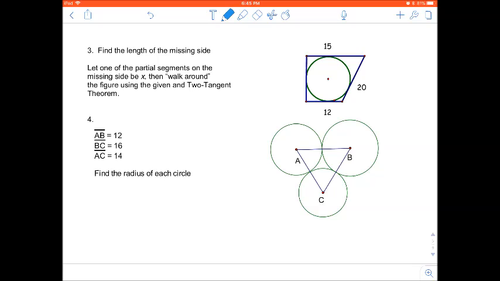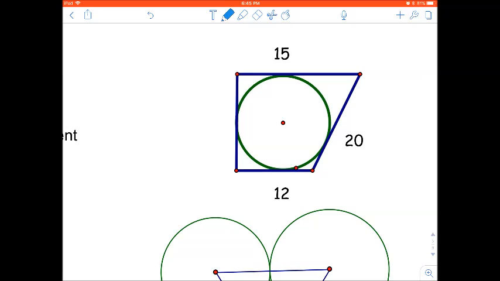Looking at the next two problems, these are versions of walk-around problems where we have unknown measures, and we're going to walk around the figure to figure out those unknown measures. If you look at the problem for 3, we are told that the segments are tangent to the circle, and we'd like to figure out the missing side. So we want to figure out this right here. What we do with unknowns is we assign a variable, and I'm going to assign just a part of it x.